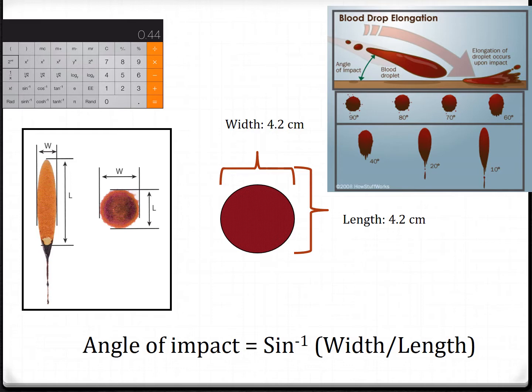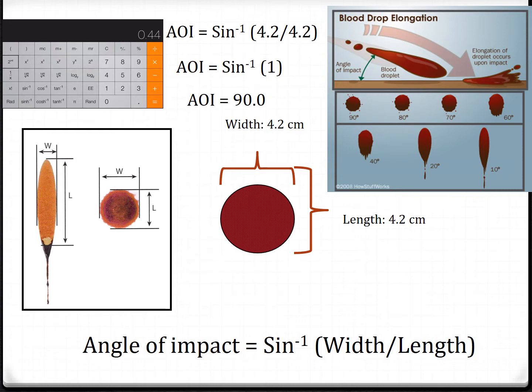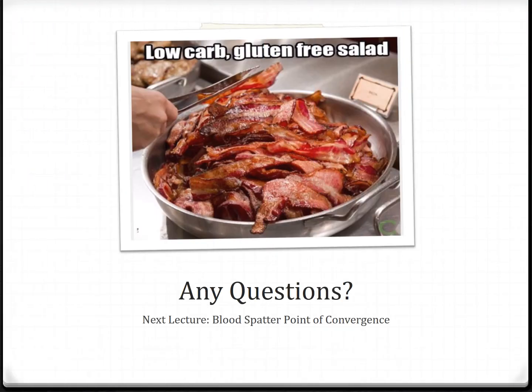Slightly different things. Let's try a blood drop that is perfectly round. See how that works out, shall we? Okay, so let's say we got a blood drop. It's 4.2 centimeters in width and 4.2 centimeters in length. Again, all we have to do is plug and play into our formula. We add that 4.2 over 4.2. That equals 1. Take the inverse sine of 1. You get 90. Hey, it hit at a 90-degree angle. Awesome. That's the basics of calculating the angle of impact.